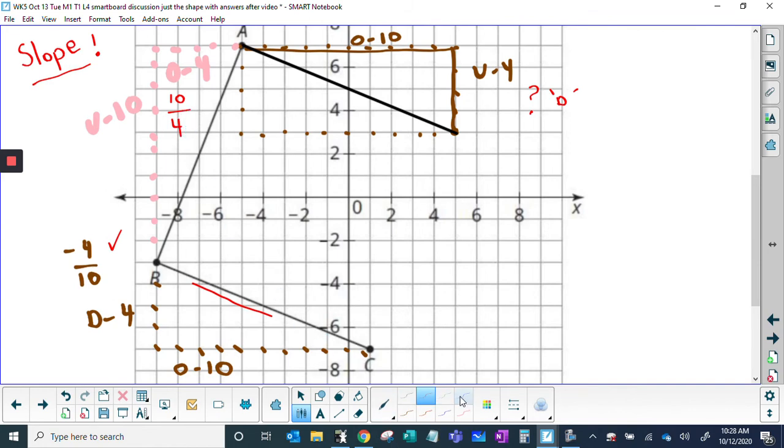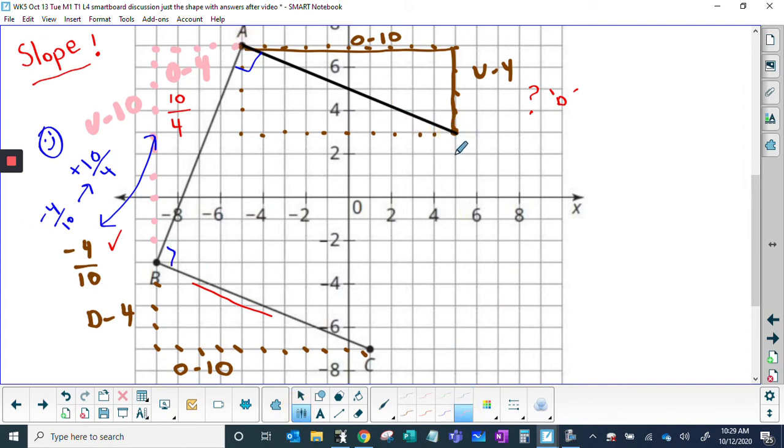Noticing anything? Negative 4 over 10, perpendicular becomes the opposite reciprocal. Perpendicular. We just did it. That's perpendicular to that. That's perpendicular to that. Now let's count it out.